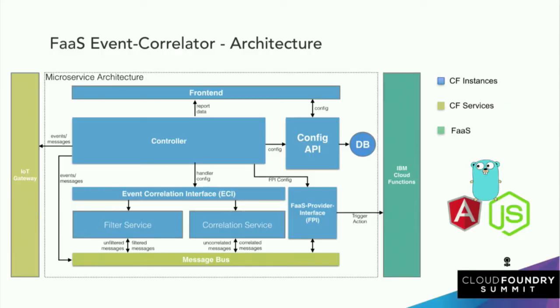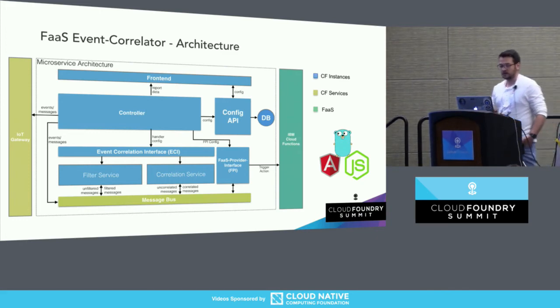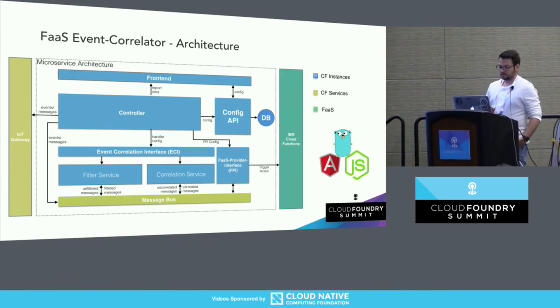Okay, so this is how our microservice architecture looked. All these blue colored components were Cloud Foundry instances that we developed ourselves. And we used different technologies like Golang for the backend, Node.js for the filter and the correlation, and AngularJS for the front end. We also used services on Cloud Foundry for the message bus and the IoT gateway. That's actually the yellow ones.